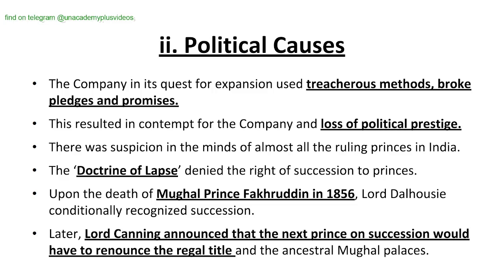Upon the death of the Mughal prince Fakhruddin in 1856, Lord Dalhousie conditionally recognized succession. Later, Lord Canning announced that the next prince on succession would have to renounce the regal title and the ancestral Mughal palaces.